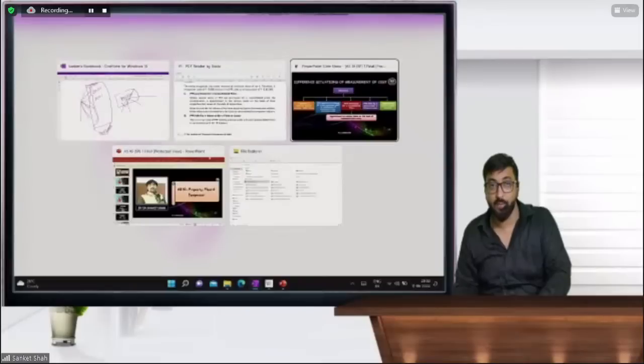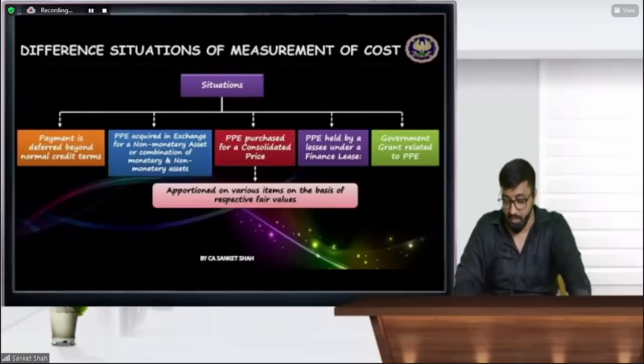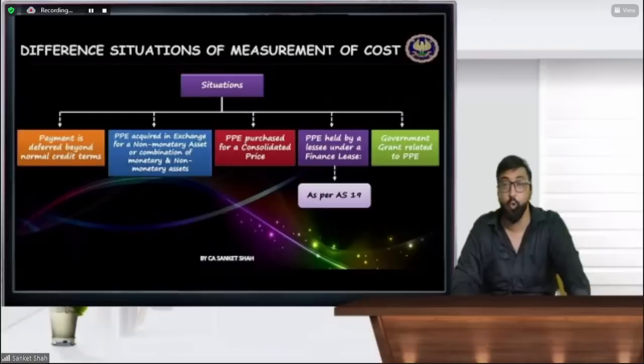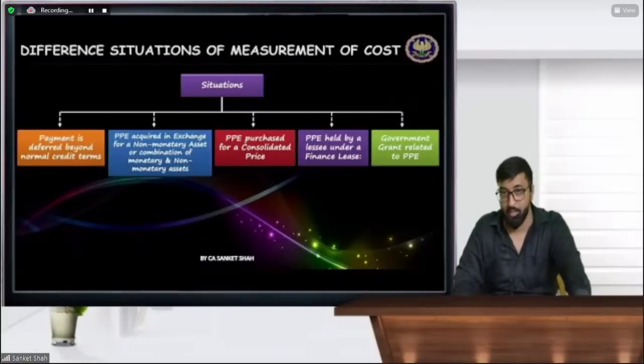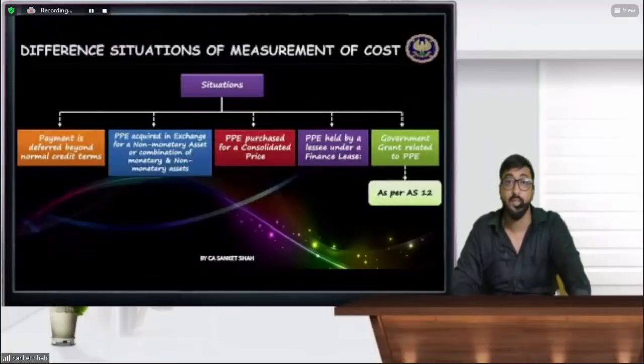Okay. So beta, this logic is very simple. Apportion various items on the basis of their respective individual fair value ratio. If it is covered under finance lease, it is S19. You are going to learn it in Group 2, operating lease versus finance lease. I'm not going to tell it now. And government grant related to PPE, very simple. If it is related to property, plant and equipment, remember S12 principle is applicable. And what is the S12 principle? Yes, it is deduction from the asset, or you will record it as deferred grant income.